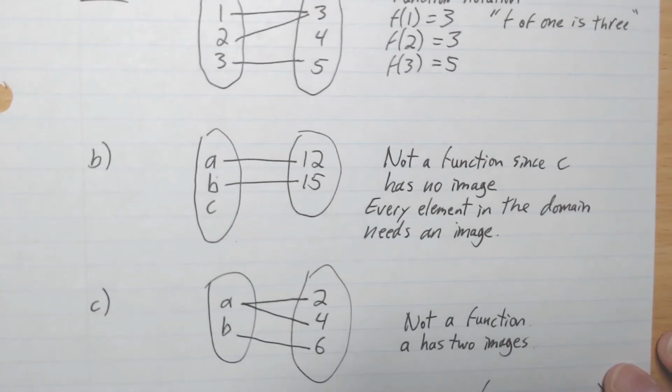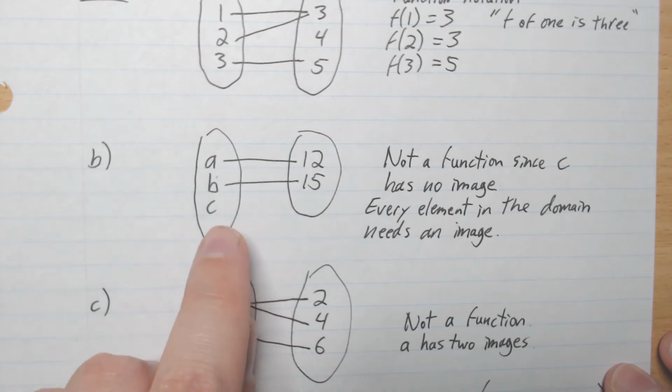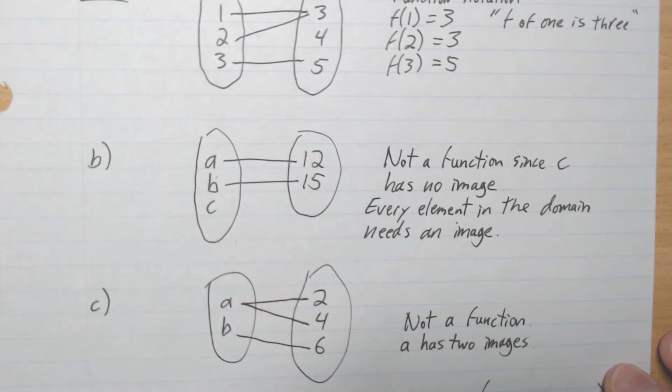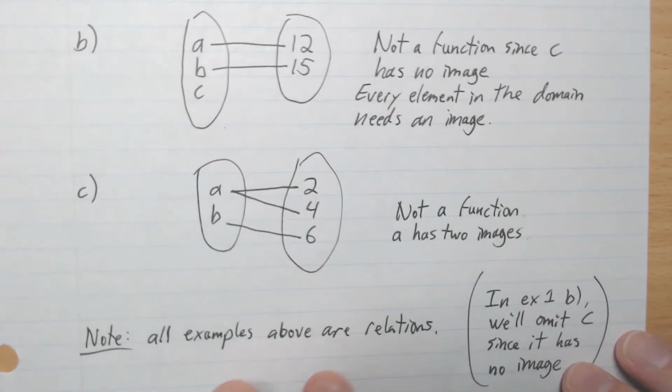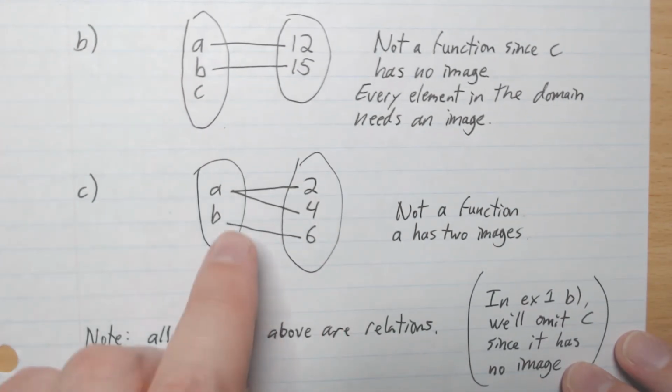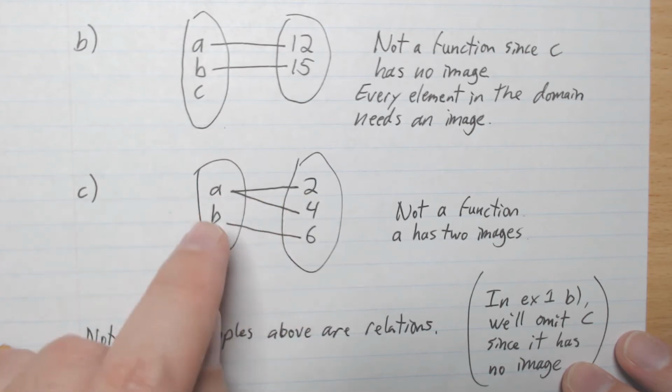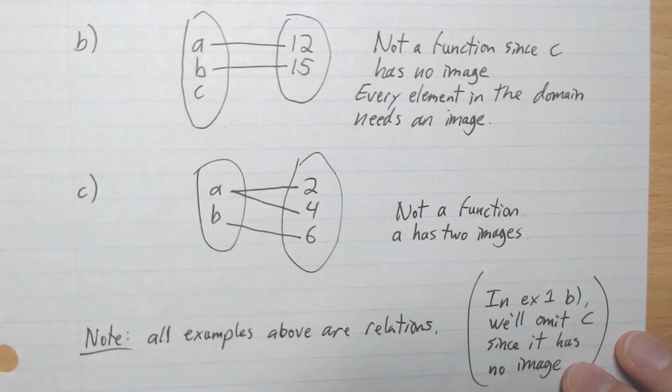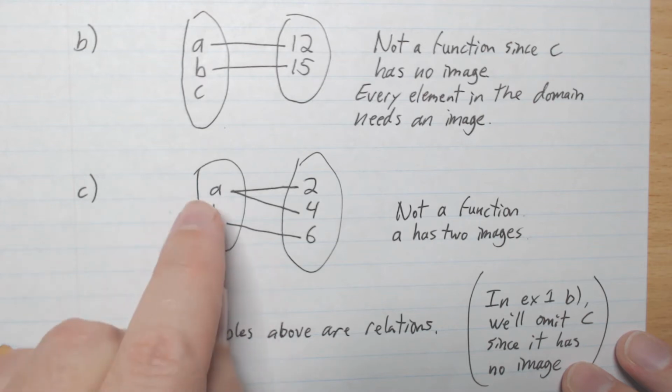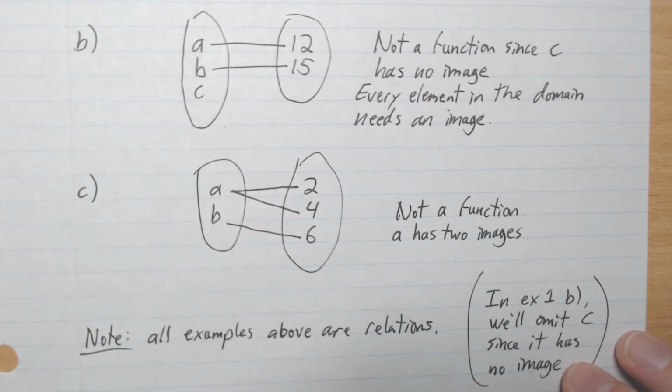Okay, B, here we have a mapping diagram. This is not a function since C has no image. Every element in the domain needs an image. Okay, C, this is also not a function because A has two images. Every element in X is only allowed to have one image. So here it's associated to two images, so it is not a function.